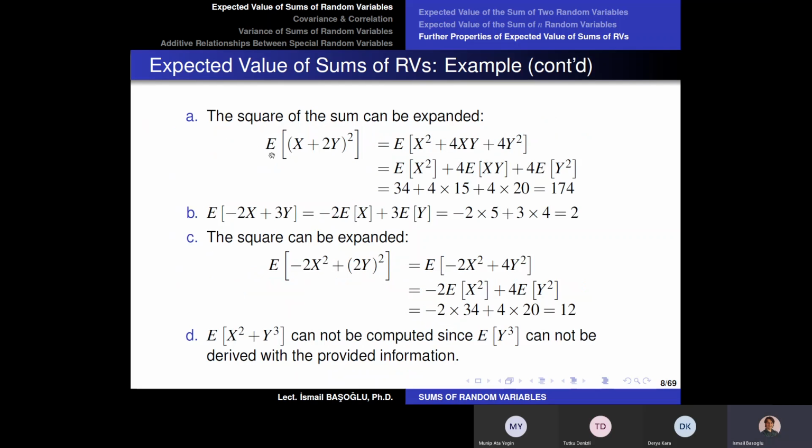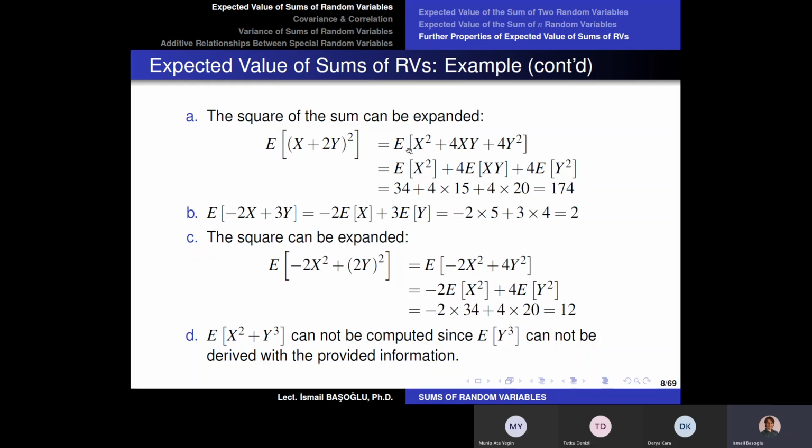For the first one, what I would like to do is to calculate the expected value of (x plus 2y) squared. For that, I am going to take the square of x first, then the square of 2y. Basically, I'm not going to explain your high school knowledge. This is the square of the sum of two variables, and it expands as x squared, the square of the first term, plus two times the product of the terms, which is 4xy, plus the square of the second term, which is 4y squared. Now, we have a summation of these three components.